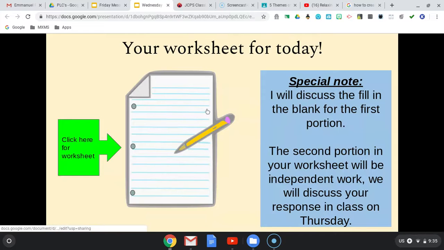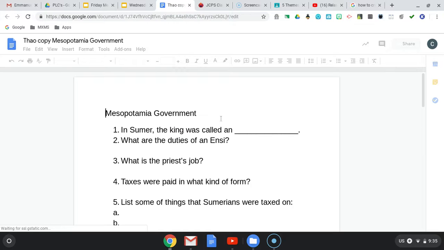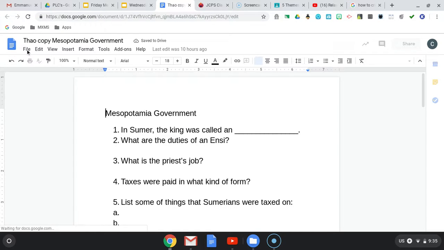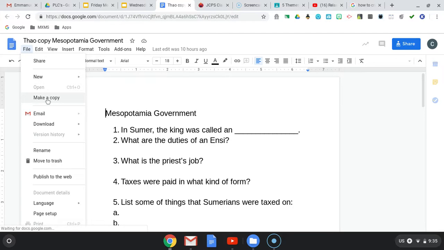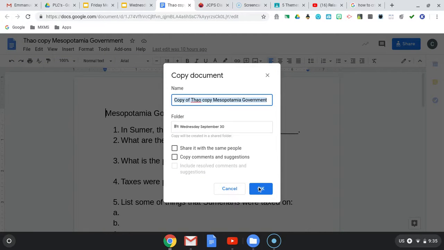You will also find your worksheet in your Google Classroom under this tab, or you can go to this Google Slide and click on here, okay? So a special note for you guys, I will discuss the fill in the blank for the first portion in this worksheet today. And then the second portion in your worksheet will be independent work. We will discuss your response in class tomorrow on Thursday. So go ahead and pull up this worksheet and make a copy for yourself. And I will also make a copy. And let's work this out together.